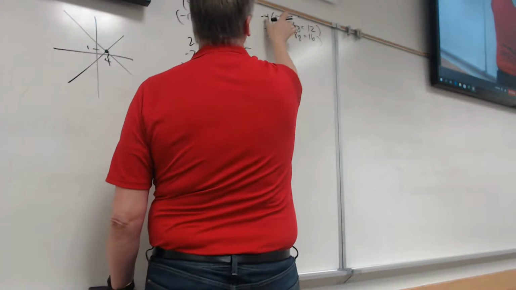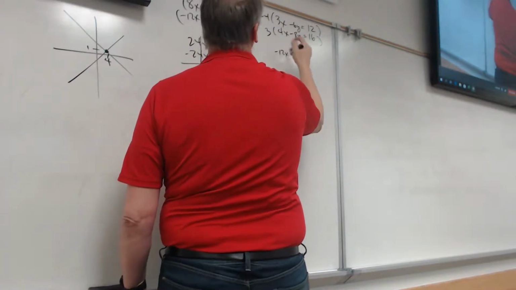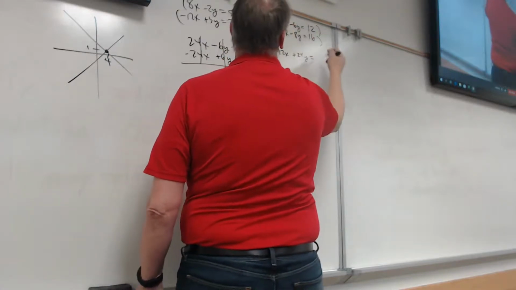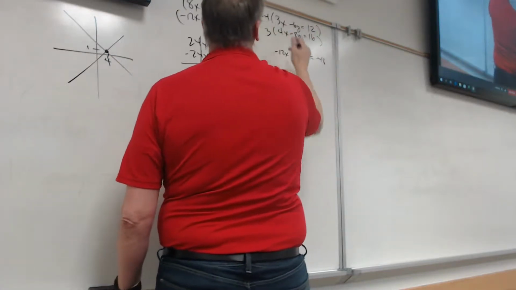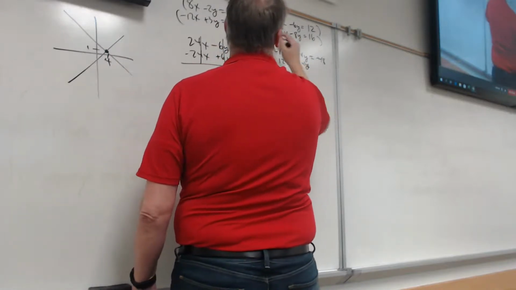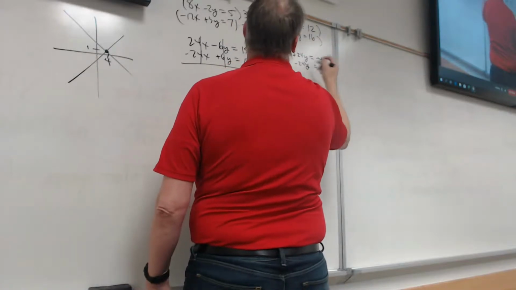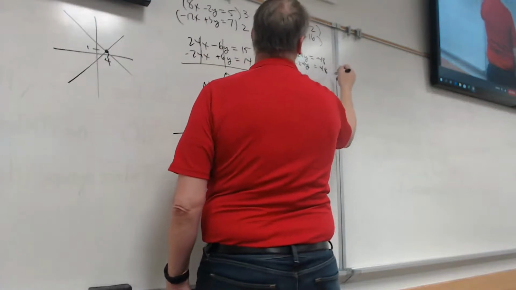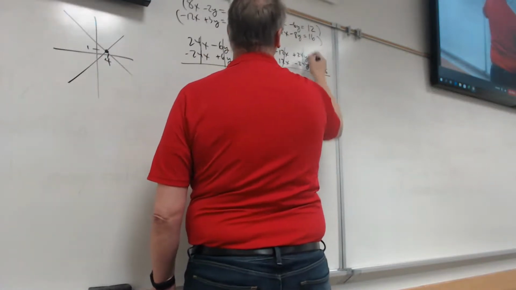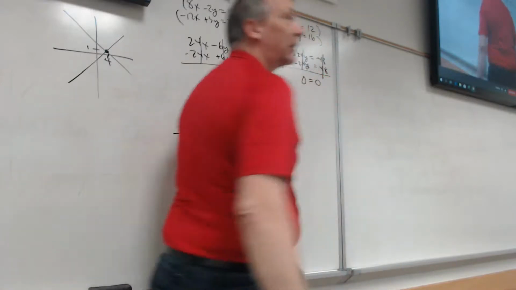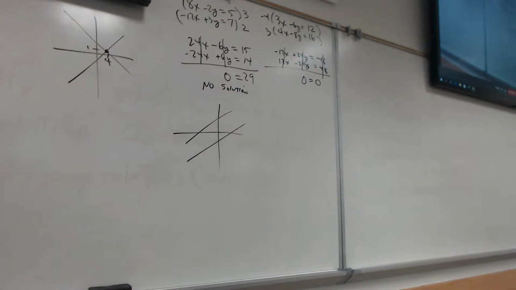Okay. So this becomes 3 times 16, 48. So that eliminates, and so does that, and so does that. So I get 0 equals 0, which is a true statement. So what does that mean?